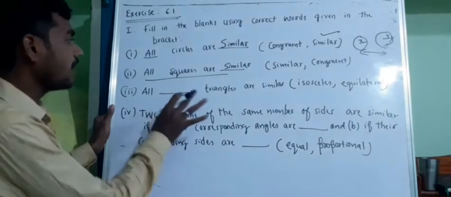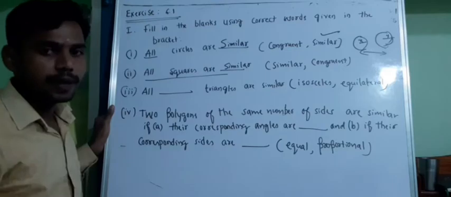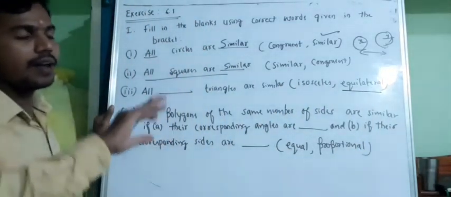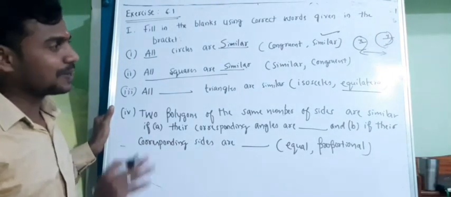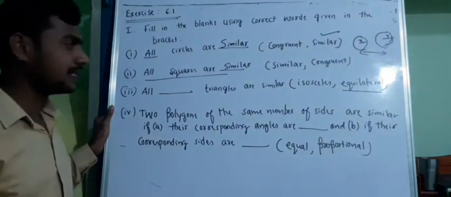All dash triangles are similar. There is only one kind of triangle, that is the equilateral triangle, because in an equilateral triangle all the angles will be equal to 60 degrees each. So if you take any two equilateral triangles, they will be similar.